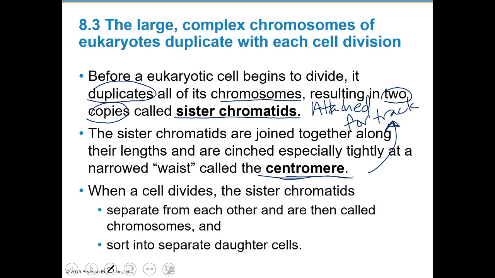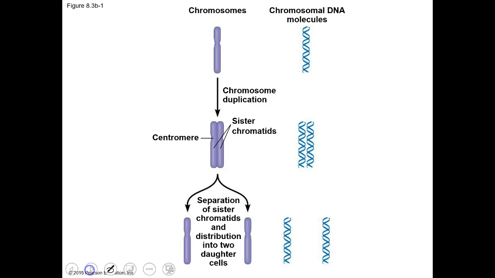Okay, so when a cell divides, the sister chromatids will separate from each other and are then called chromosomes. So once they separate and become independent things to do the instructions for their own cells, they will be chromosomes, and they're elevated to that independent status of chromosomes. So we may have to go through that one again, but that's the way it is.